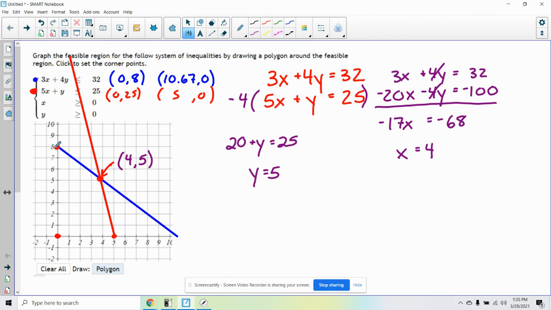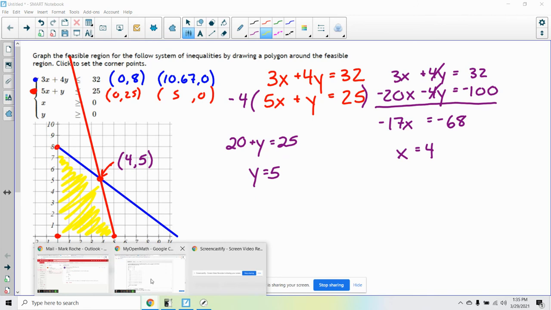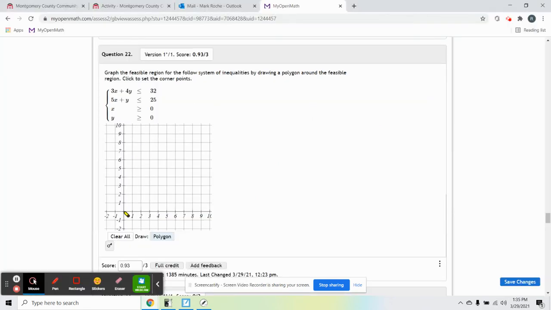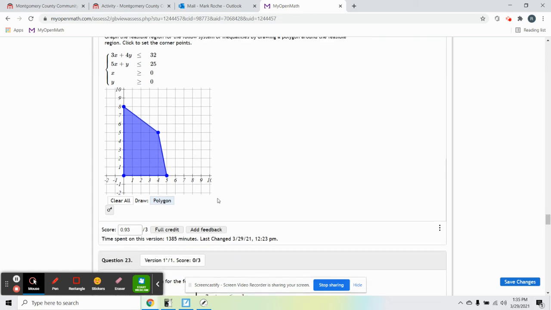So I'm just going to graph this thing, just the polygon of overlap. So I'm going to go from 0, 0 to 0, 8 to 4, 5 to 5, 0 and back. And that's going to be your answer. Okay. If you submit that, it'll give you full credit. It just wants the final overlap polygon.